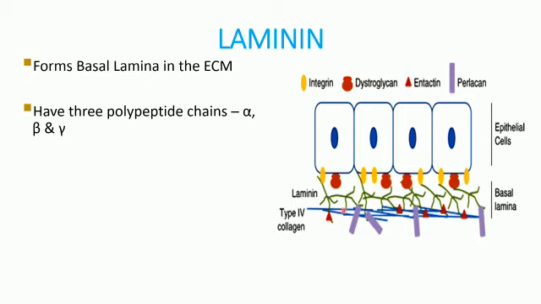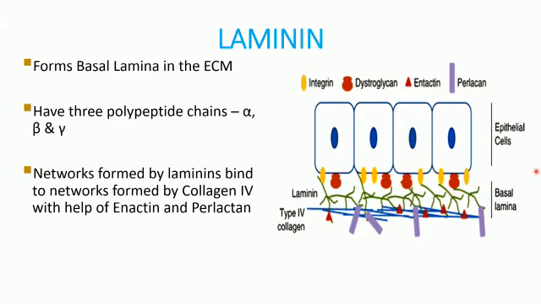In our diagram, this green one is the laminin. You can see alpha, beta, and gamma, three chains. Each of these is a laminin. They have alpha, beta, gamma, three polypeptide chains. Now they form a network. There is a network formed by the laminin proteins, as you can see, a network of these laminin proteins.